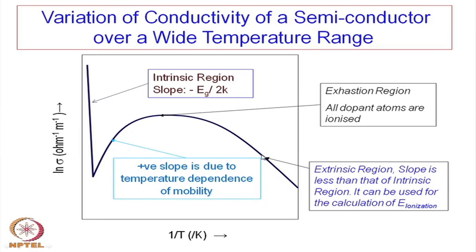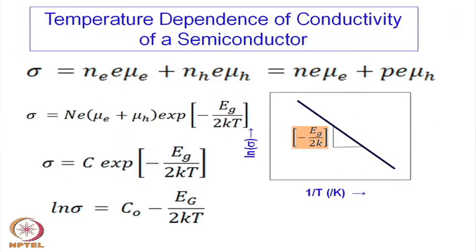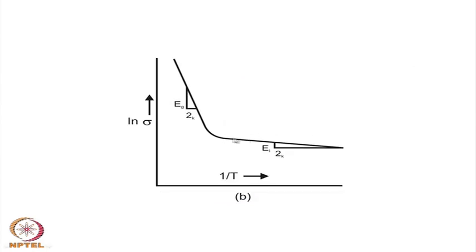So, that is what has been shown here, that this is Ei by 2k. So, the ionization energy can be calculated from this slope, whereas at higher temperature the Eg, the band gap, can be calculated.